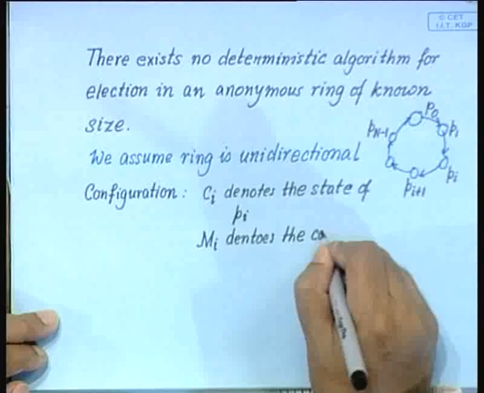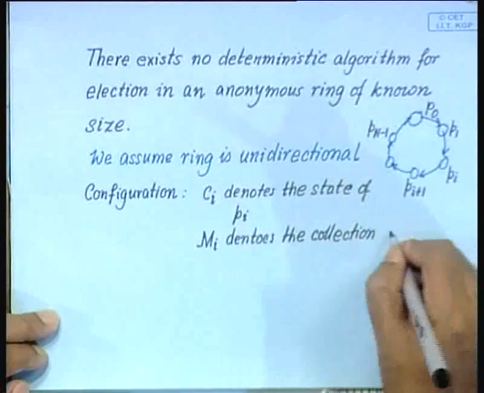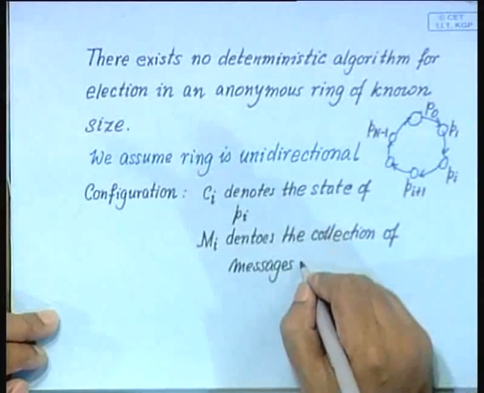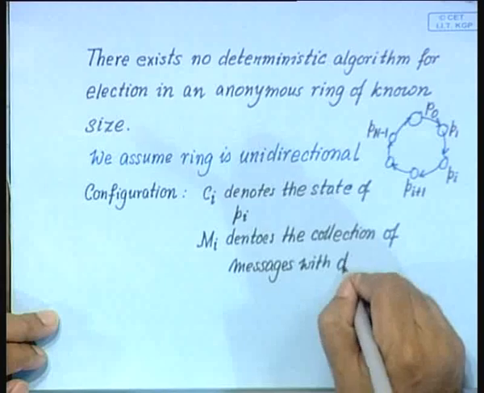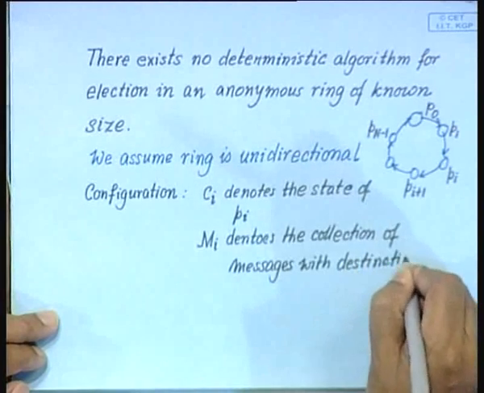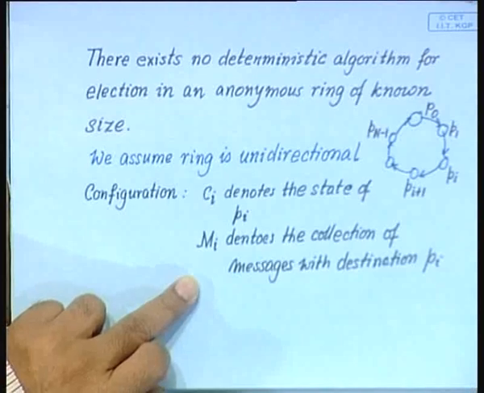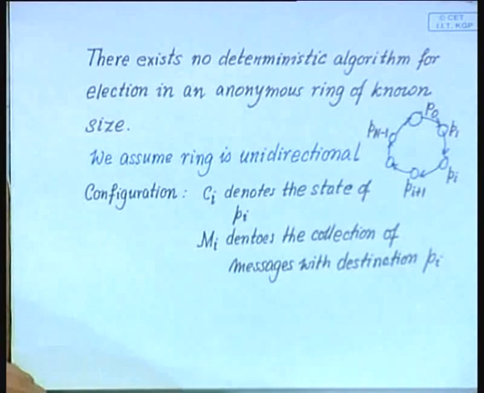the collection of messages with destination P i. All right, and the global configuration is the concatenation of the C i's and the M i's. So, that is the global state of the system. So, I have the individual states of the processes and the M i's are the set of messages with destination P i, which may be in various places. Okay.